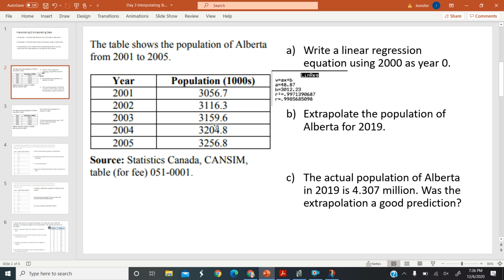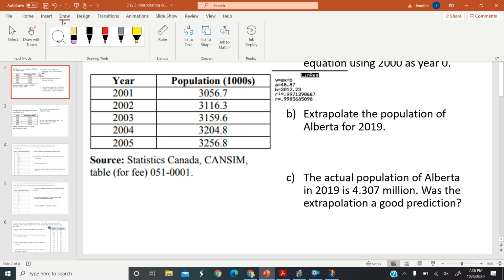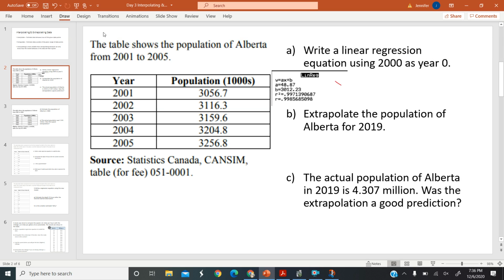And then if I want to actually write out the equation, I would start with y equals, and my a value, it's ax plus b, so a is 48.87, times x plus b, which is 3012.23. So that's going to be my linear regression equation. Then it wants me to extrapolate, which again just means estimate the population of Alberta for 2019.